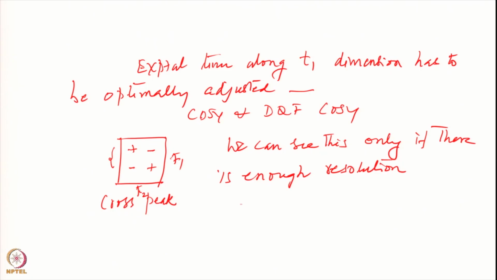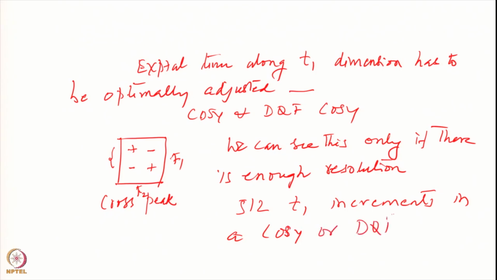So typically one does 512 T1 increments in a COSY or DQF COSY experiment. If the coupling constant is very small, then you will have to collect more.